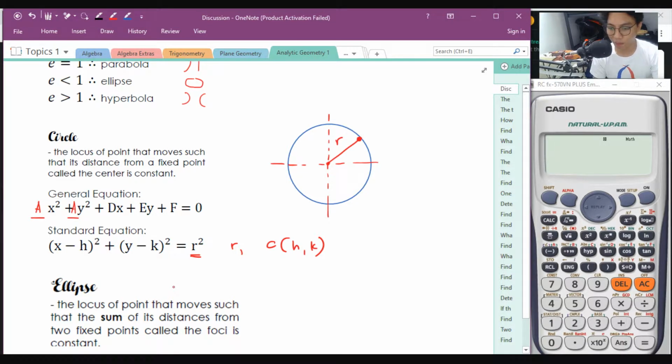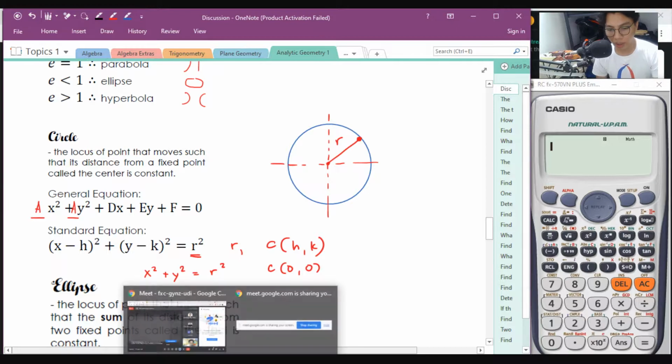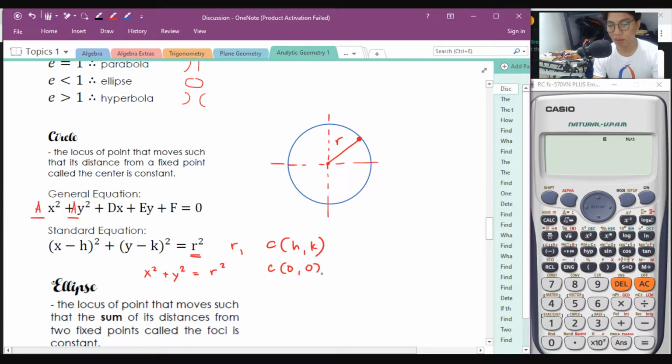Okay? If now the center is at 0, 0, it means h and k are removed. That means x squared plus y squared equal to r squared, where the center of your circle is at the origin. That's how easy the circle is.